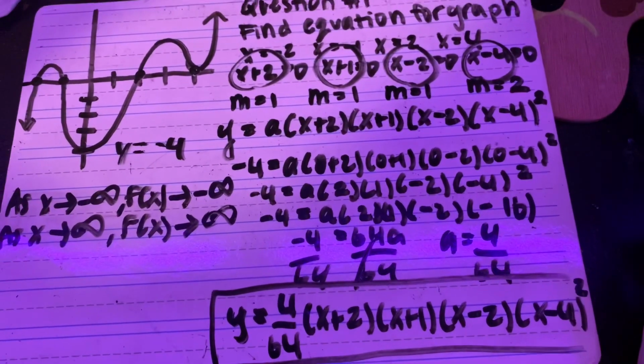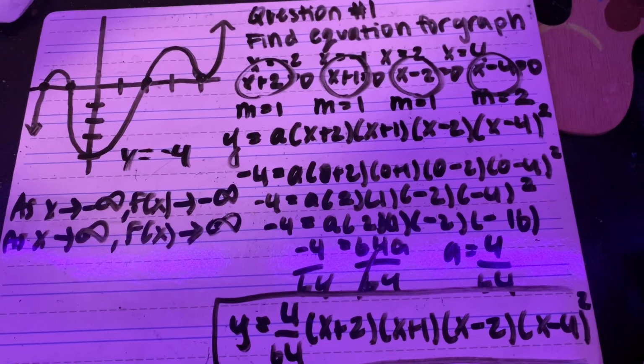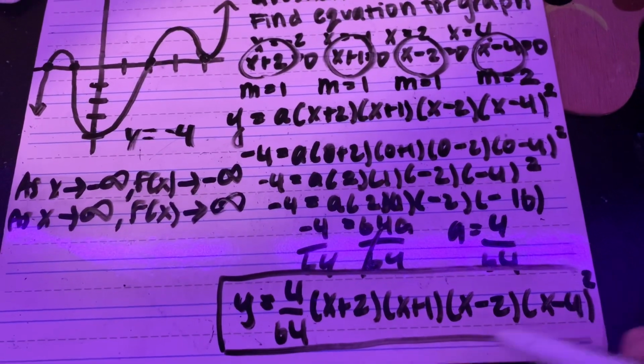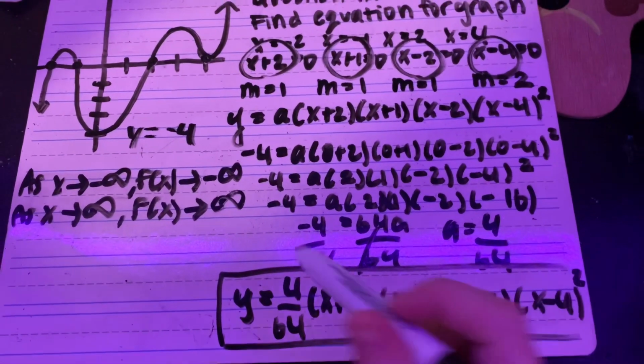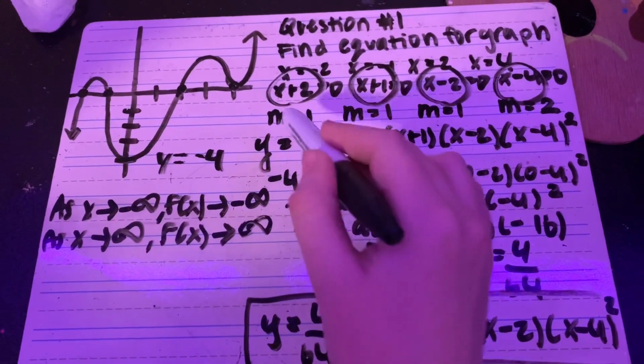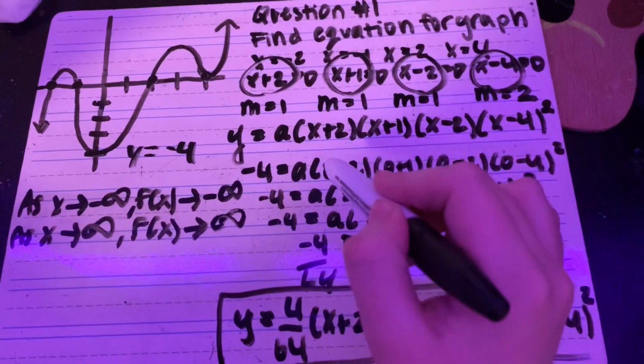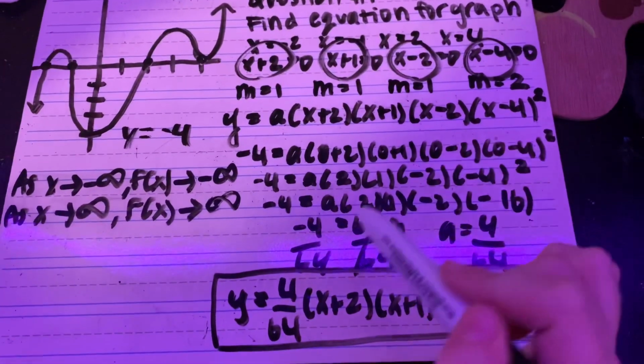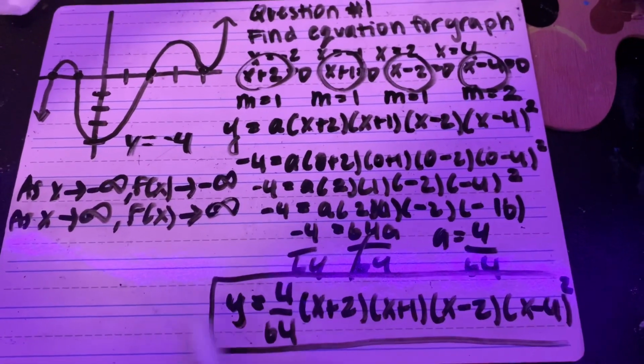And to know that your polynomial equation has the correct y-intercept, you use the y-intercept from the graph, plug it in for the y in your equation, and then solve for a to get this final equation.